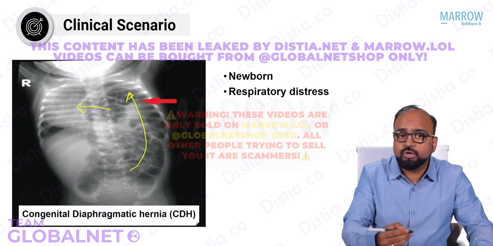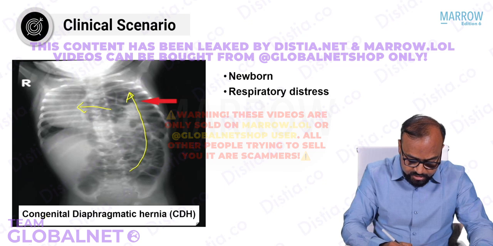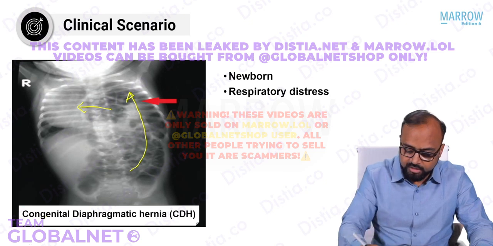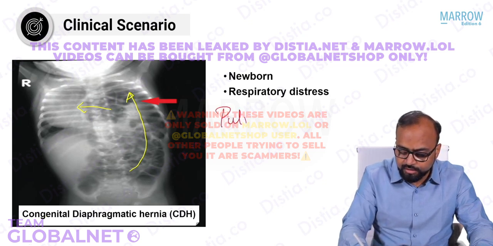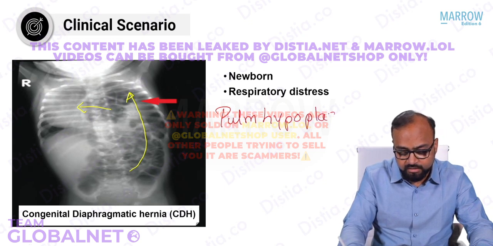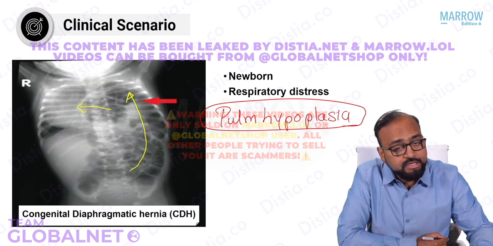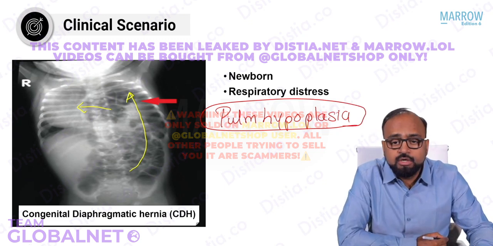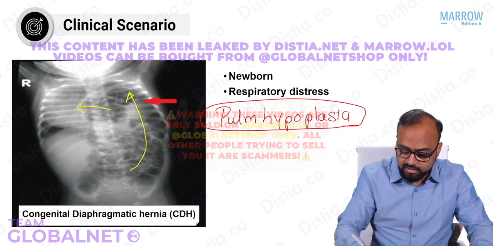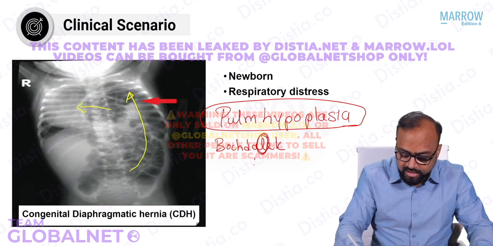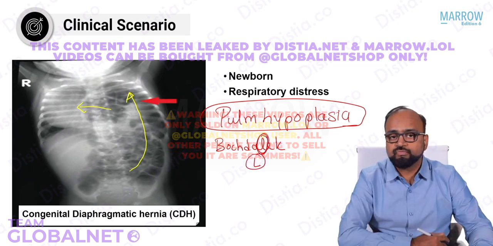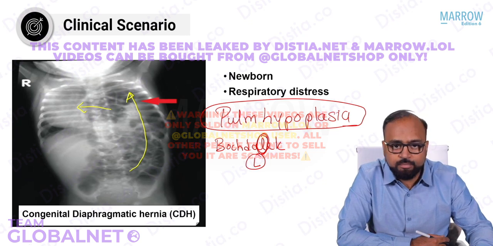The most important prognostic predictor in cases of congenital diaphragmatic hernia is the associated pulmonary hypoplasia. The degree of pulmonary hypoplasia is the most important determinant of the prognosis or the outcome. Mostly diaphragmatic hernias are the Bochdalek type, which is commonly on the left side, as you can see here. Okay, so this is a congenital diaphragmatic hernia.